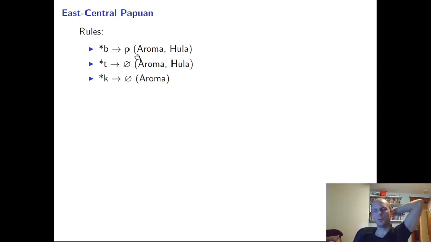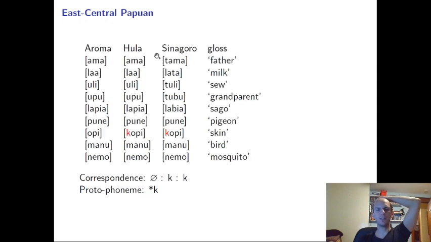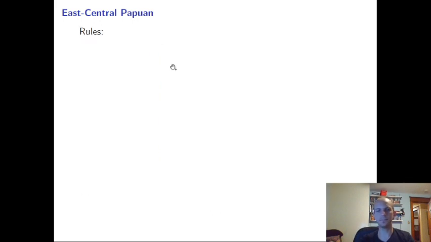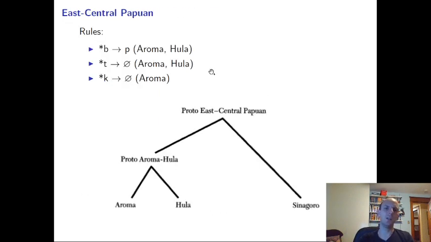So now, a question we want to ask about this language family that we were just looking at, Aroma, Hula, and Sinagoro, is which languages are more closely related than others? Are there sub-branches, or is it a flat structure? Think of our syntax trees. Are all of these equally similar, or are there some that maybe we want to say form a subfamily? And there are, right? What we actually want to end up recreating is this.